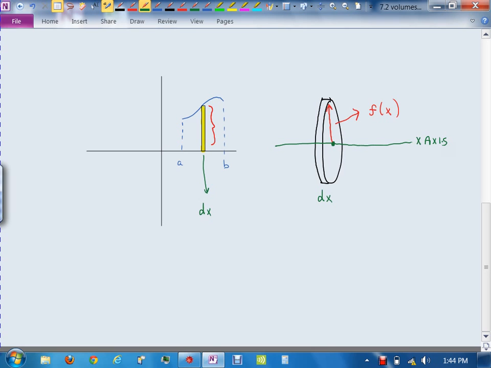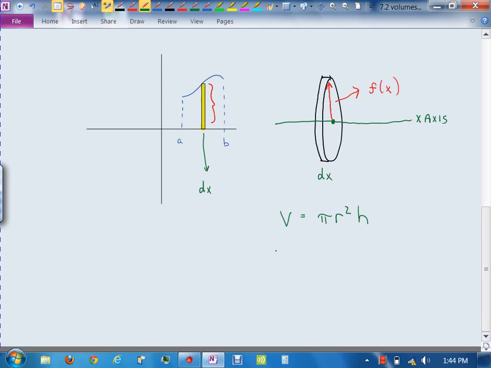What's the volume of that washer then? Volume is pi r squared h, isn't it? But what's the radius for us? F of x, so it's pi in brackets f of x squared. And then what's the height of this? Remember this is a cylinder, this is a beer can laying on its side, right? So the height is actually the dx, isn't it? dx.